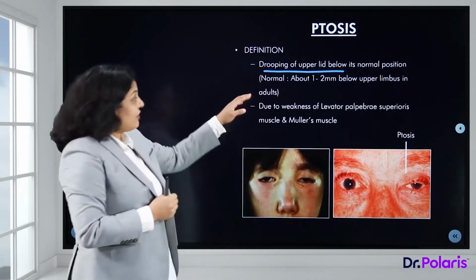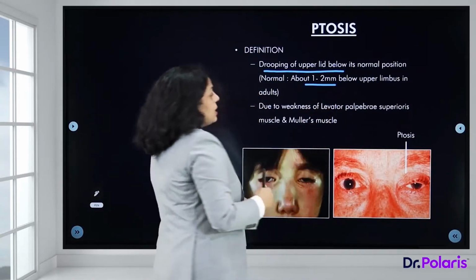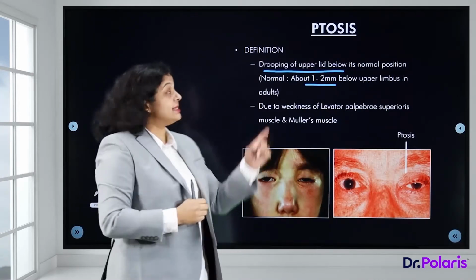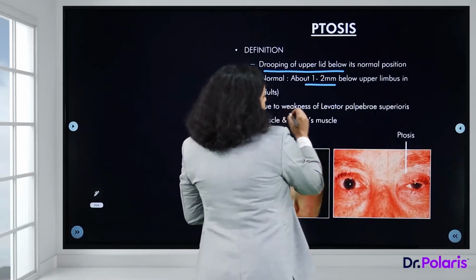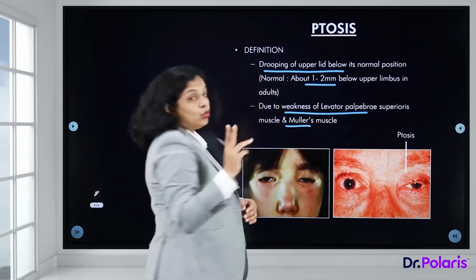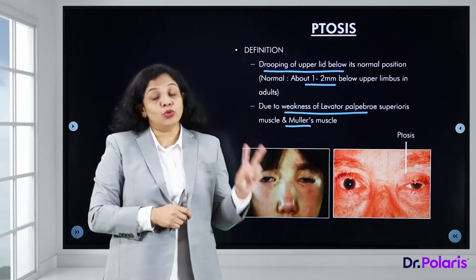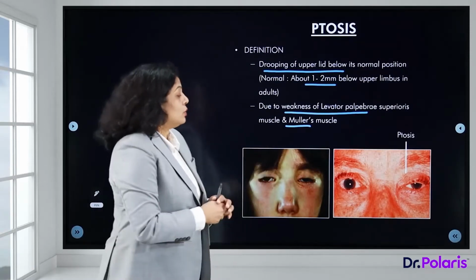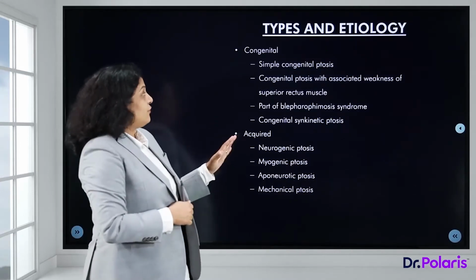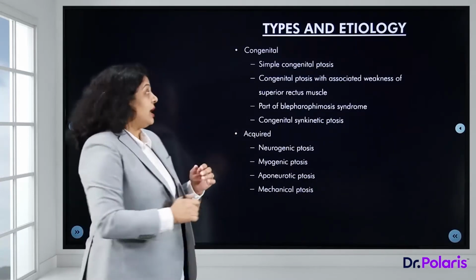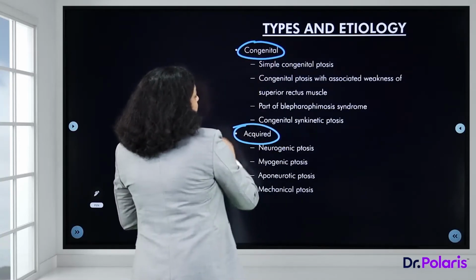Now, if the drooping is below 1 to 2 millimeters or more than that, then it is known as ptosis. Ptosis is usually seen due to the weakness of two muscles, the levator palpebrae superioris muscle and the Muller's muscle. Ptosis can be unilateral or bilateral. First of all, what are the types of ptosis? We have congenital ptosis and we have acquired ptosis.